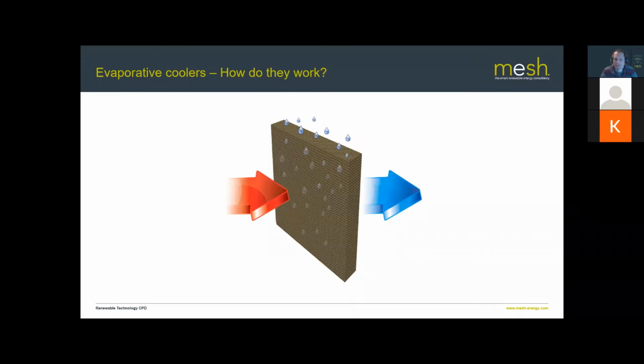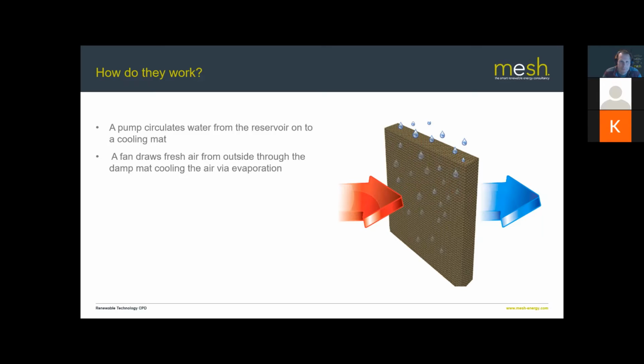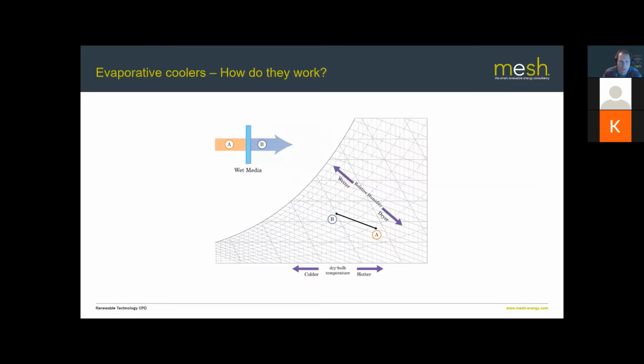So how do we do that same thing on a commercial scale? Well, what we do is we get what is called a wetted mat, and we pass warm air over it, and the air that comes off the far side is cooler, and the relative humidity has gone up. So that's what is explained on this slide. A pump circulates water, and that's dropping onto the top of this mat here. It's running down through the mat. Air is drawn through by the fan through the matting and is cooled via evaporation.